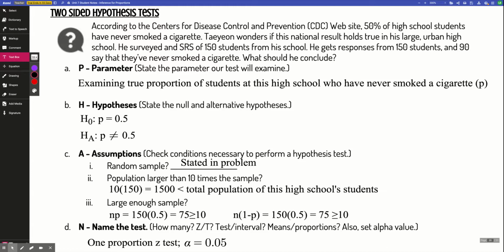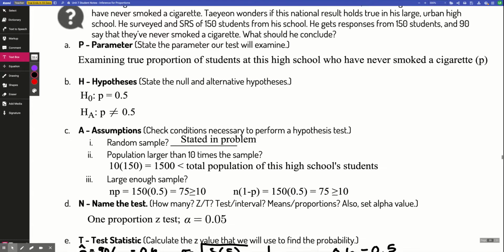Okay? My hypotheses here are, my null is that P is equal to 0.5, and my alternative hypothesis is that P is not equal to 0.5. Because remember, we are just trying to figure out if this result is true at this high school. Whether it's less or greater, I don't care, right? I'm checking to see if it's different.